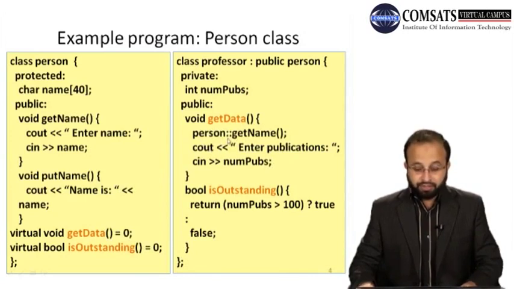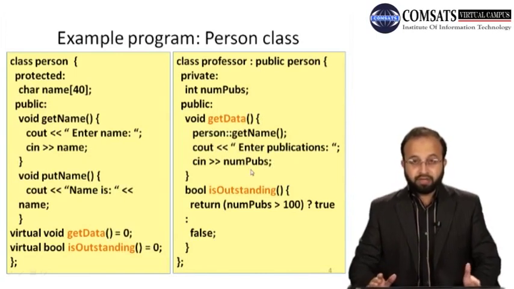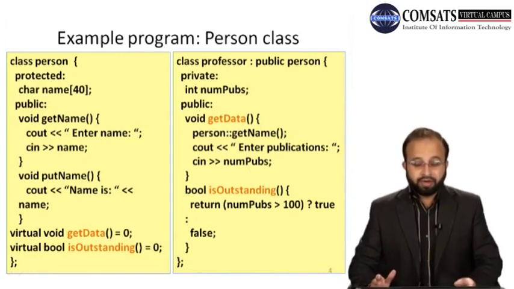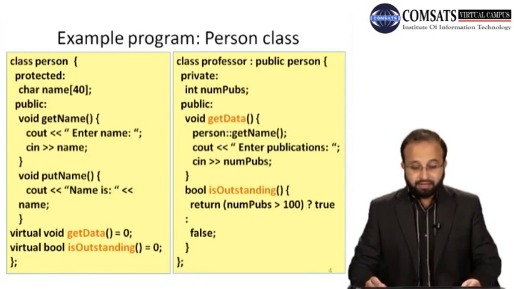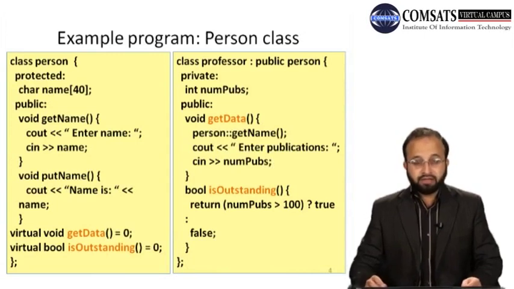So, class name Person, scope resolution operator, and then the name of the function. So get name will ask the user to input the name of the professor, and then cout enter publications. So then you input the publications. So the object of the Professor class will have two private data members. The first one is the name that is inherited from the base class or the parent class, and the second one is the number of publications that is its own private data member, right?